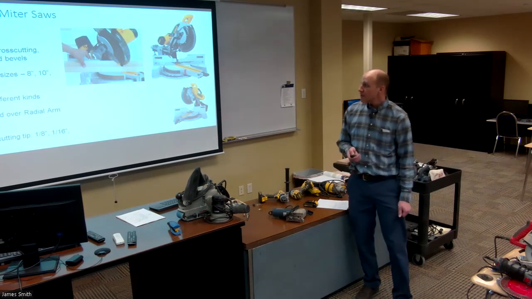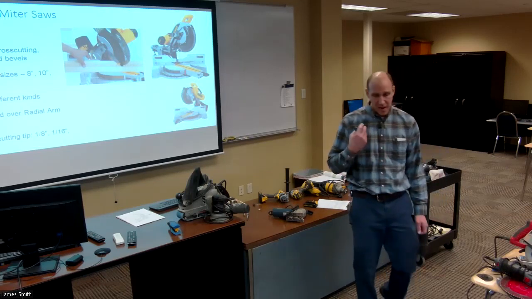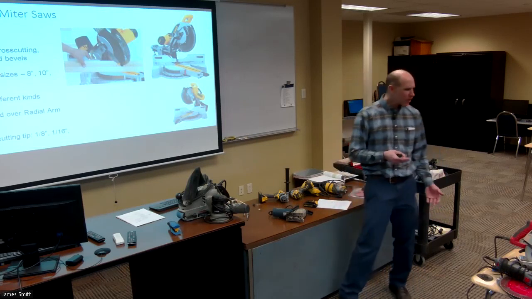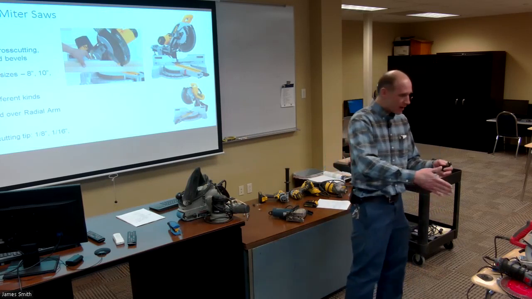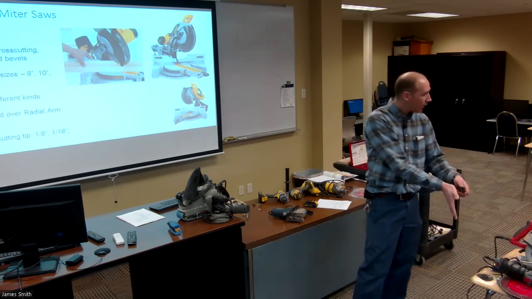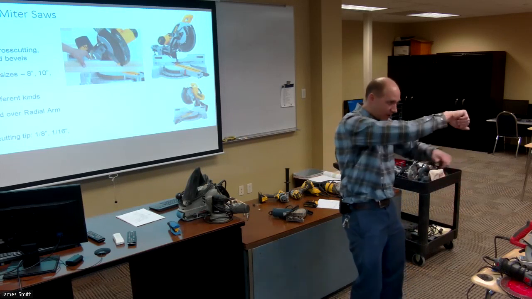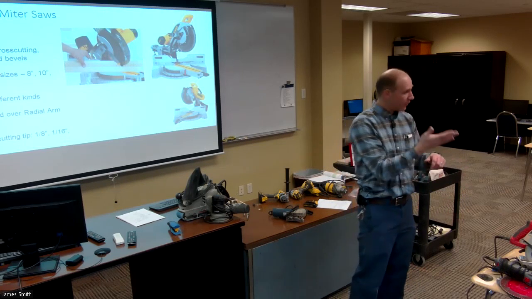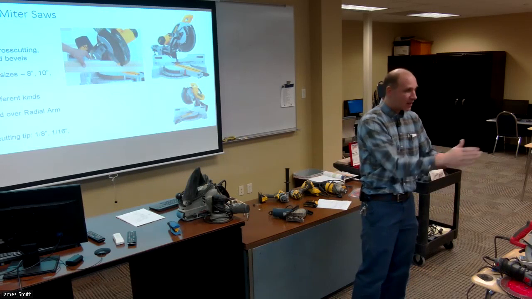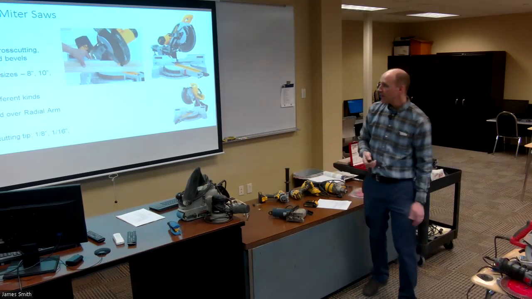All right, miter saws. Miter saws are used predominantly for cross-cutting and for cutting bevels and miters. Does everybody understand what a miter is? A miter is if you take the table and adjust it and cut at a 45-degree angle. But a bevel is if you take the whole head of the saw and tilt it and then cut at a 45-degree angle. And if you do both at the same time, a miter and a bevel, that's called a compound cut or a compound angle. You've got two different angles.